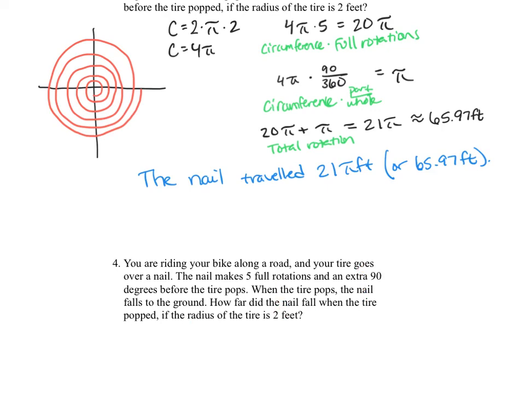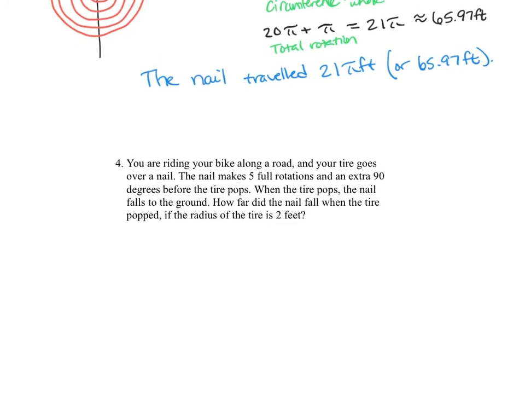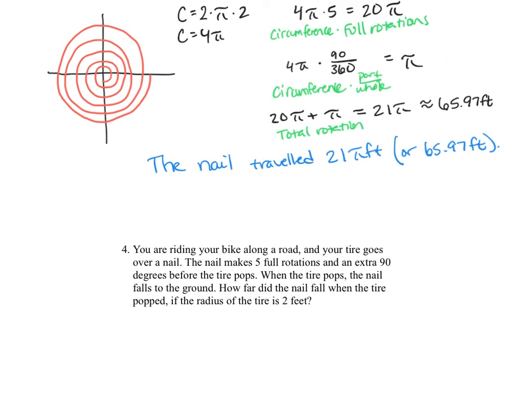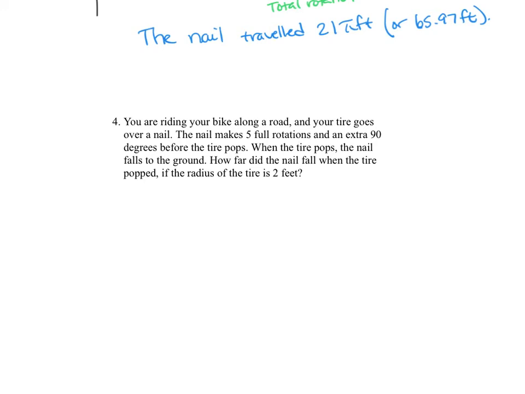Okay, so let's think about this. We have to think about where is the nail when the tire pops. You can use the previous diagram as well, but I'm just going to draw a new one for the sake of our story. Kind of drawing my chart right here, we know this is the ground. This is where the nail was picked up. And we know it went around 5 times. I don't really care about that. I just care about where it ends up. And we know that it ended up over here, with that extra 90 degree rotation.